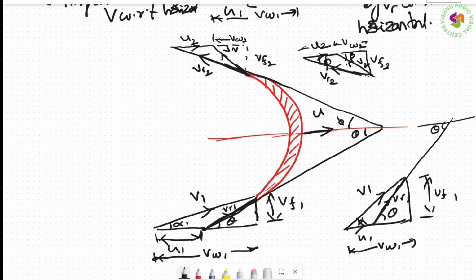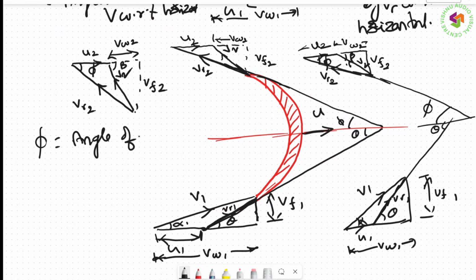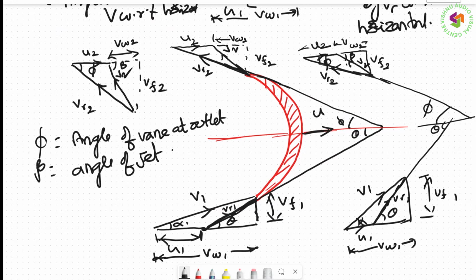And this VR2 should actually be tangential. This angle is phi. So once again, I will draw outside: VR2, and its horizontal is U2, right? And this is V2. So this is exactly the velocity triangle. Now the angle made by this is phi, whereas here the horizontal and vertical components are VW2, VF2. This is beta. Phi is equal to the angle of vane at outlet. Beta is equal to the angle of jet at outlet.